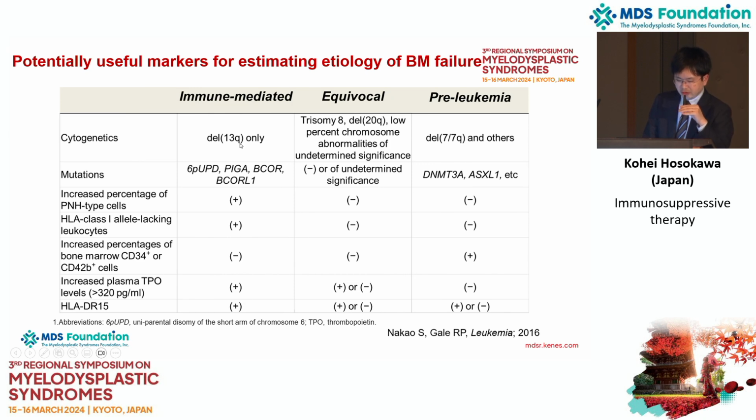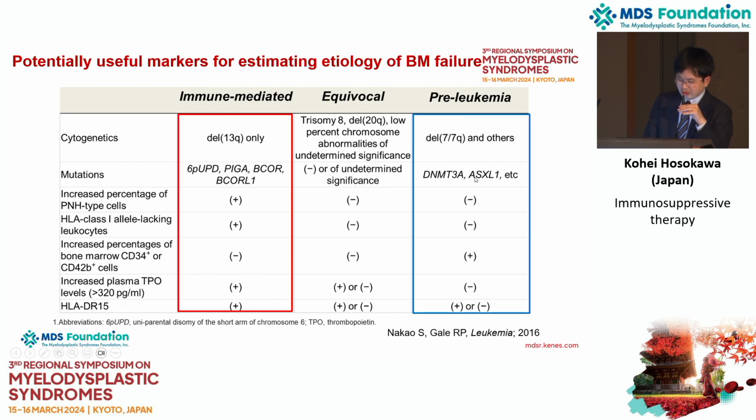So if you see the deletion 13q, or PIGA or BCOR mutation, or an increased percentage of the PNH-type cells, or increased plasma TPO levels, then we think that this is immune-mediated bone marrow failure. However, if you see the deletion 7q, or DNMT3A or ASXL1, then this status is a pre-leukemic status.